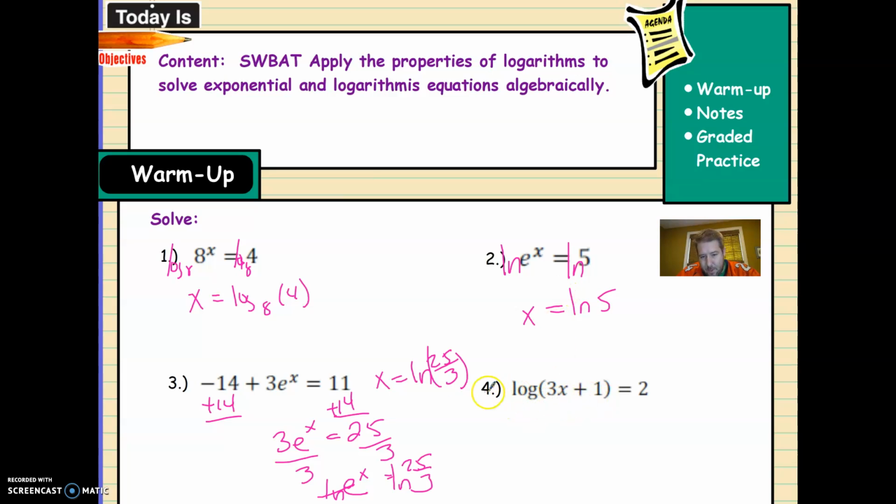This one's going to be 10 to the power of. That's the inverse of log base 10, would be exponentiate 10 to the power of. That cancels out. 3x plus 1 equals 100. If I evaluate this, 10 to the second power is 100. Subtract 1 from both sides, and you get 3x equals 99. Divide both sides by 3, and you get x is 33.